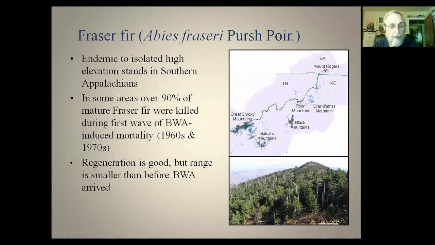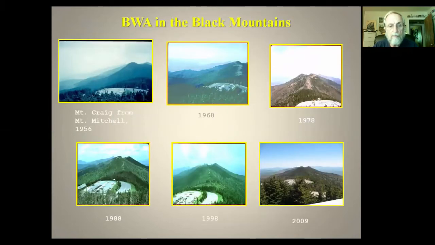As I mentioned, about 90% of the mature fir were killed by the Adelgid. However, regeneration was good. I remember when I worked on this in the 70s, I would be walking on literally a carpet of seedlings of Fraser fir. So regeneration was very good. For whatever reason, in the natural stands, the Adelgid did not attack the young trees. And so the result of that was what you see in this picture here.